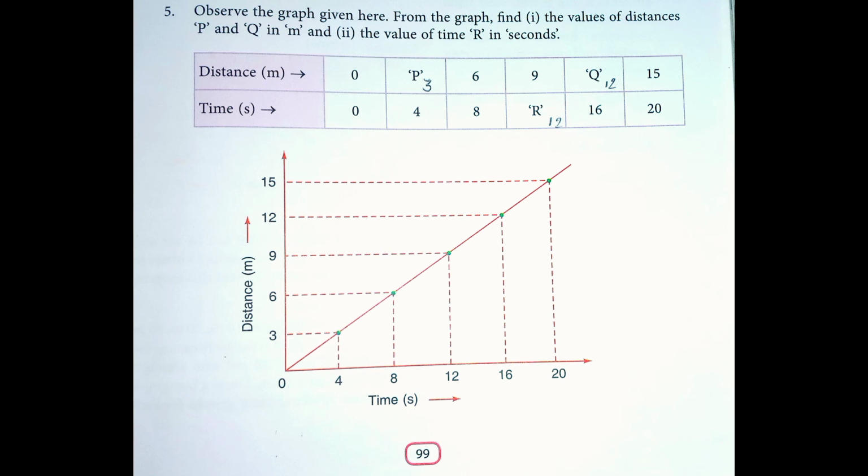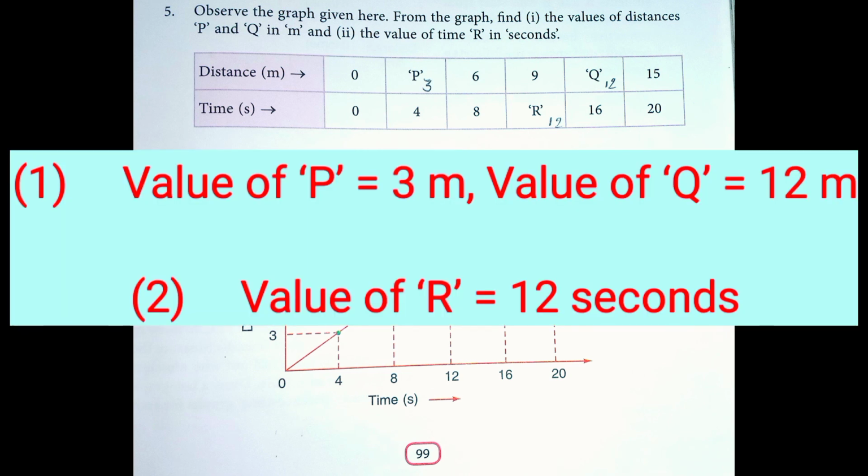Question number 5. Observe the graph given here. From the graph, find the values of distance P and Q in meters and the value of the time R in seconds. Answer. Value of P is equal to 3 meters, value of Q is equal to 12 meters, value of R is equal to 12 seconds.